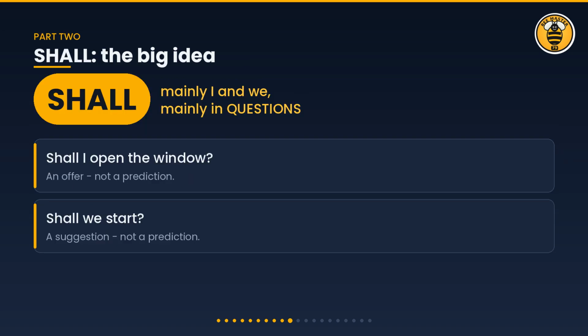Now let's meet shall. Shall is the more formal, more British cousin of will, and there are 3 things to remember. First, we use it mainly with I and we. Second, we use it mainly in questions. Third, in modern English it is far less common than will. Listen to the 2 sentences you will actually need. Shall I open the window? Shall we start?